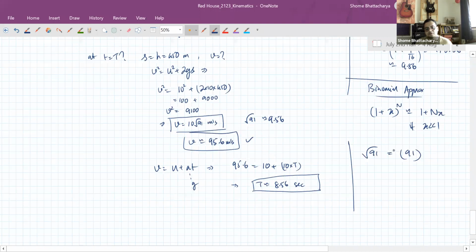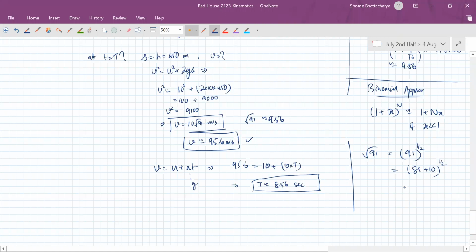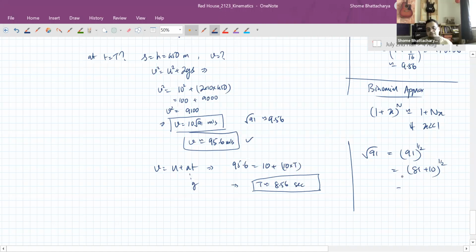So obviously there's no point in writing it as 1 plus 90 because 90 is a very large number. But the closest whole square I can see is 81. Or 100 for that matter. I can also write it as that, which will probably give me a more accurate answer. But let me show this method first. Okay. So now what I do is I take 81 common from this. So it is 81 into 1 plus 10 by 81, whole thing to the power half.